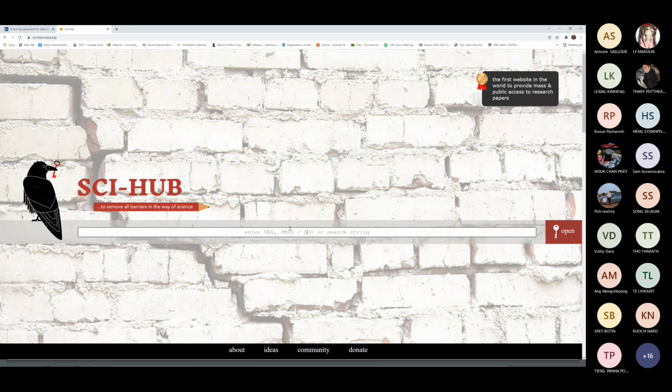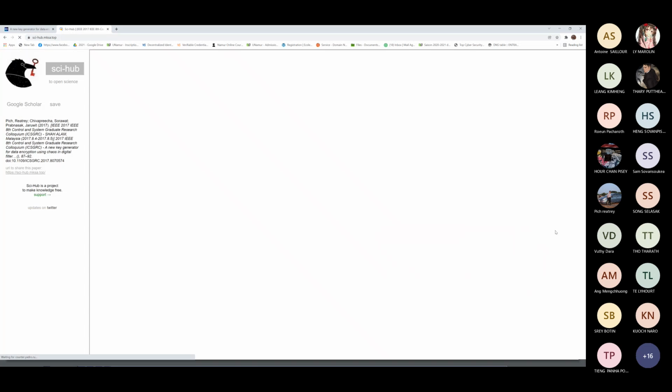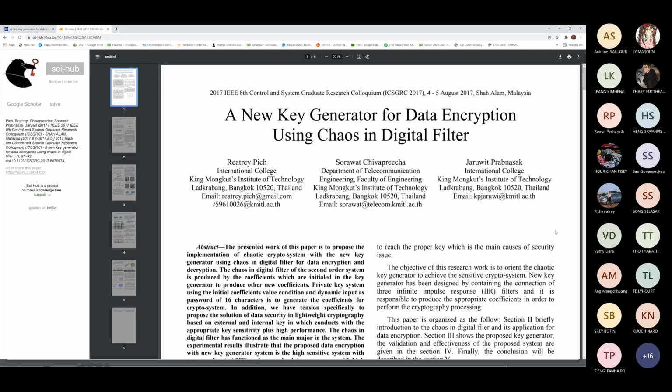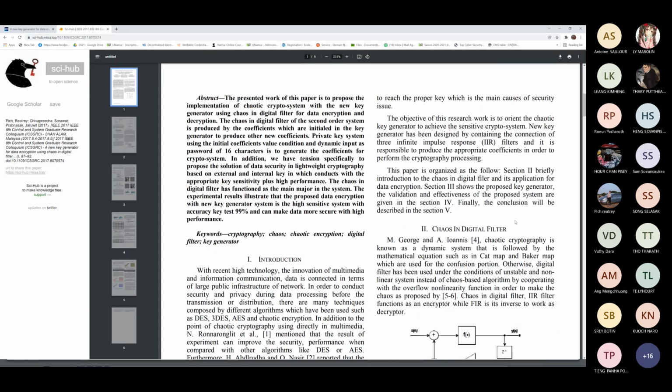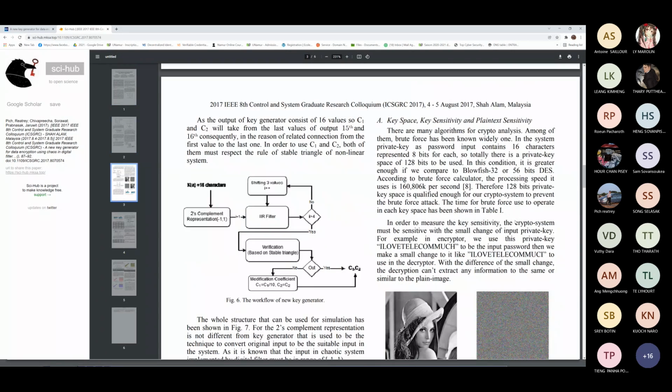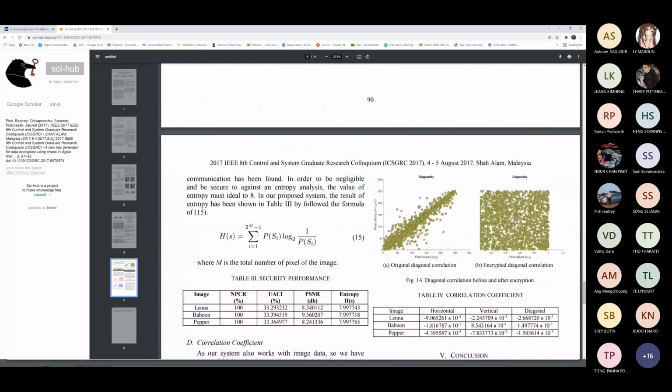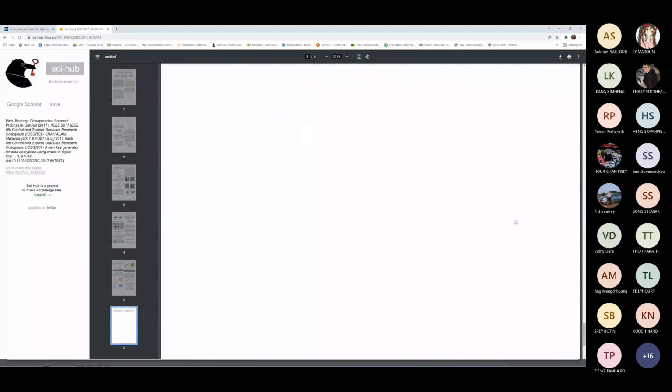SI-Hub is the webpage that can download books and publications, and then you can open them. This one will clear all the barriers that constrain the rules of the system. So you will get the paper of mine. Okay, I see, teacher. Thank you, teacher.